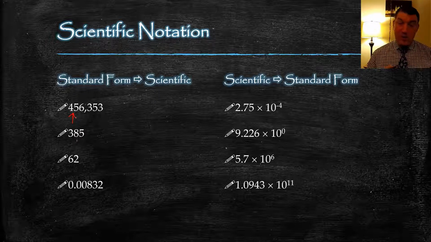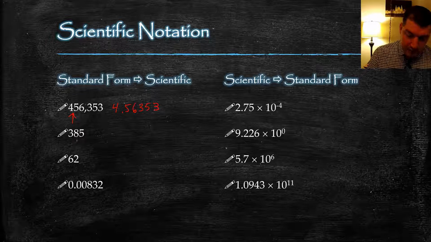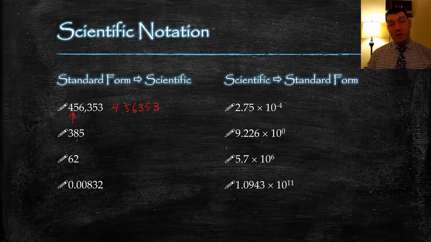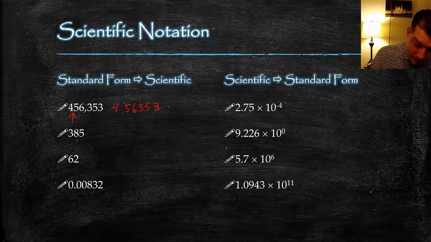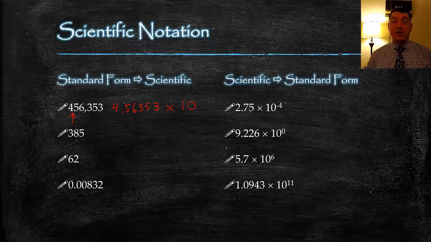So now that I know where the decimal place goes, I look at the rest of the values and I add them in after the decimal place. So it's 4.56353. Now that's the digit part. Then I have to multiply it by 10 to some power. That part never changes. How do I know what that exponent is? Well, that exponent is what gets me back to my original number.